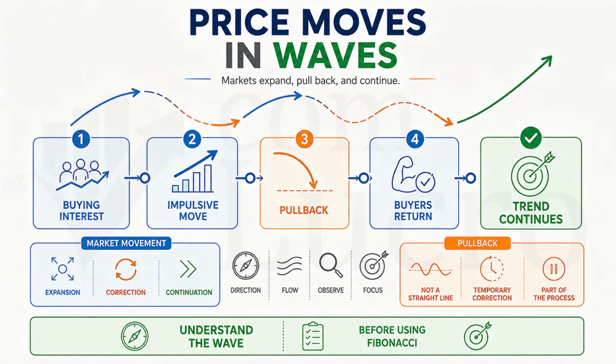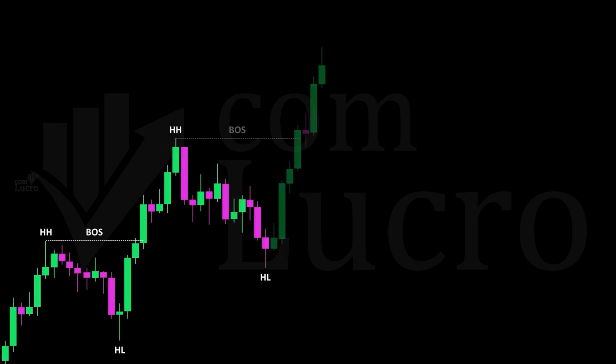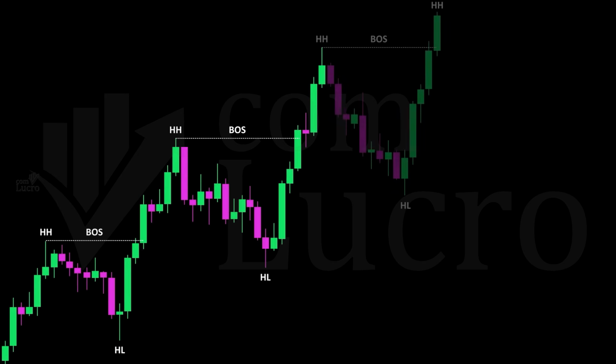To understand how to use Fibonacci correctly, we first need to understand how markets actually move. Price does not move in a straight line. It moves in waves because of the behavior of market participants. When buying interest is strong, price pushes higher. Eventually, price reaches a level where some traders and investors believe it is high enough to start selling, and that creates a pullback. If the buying pressure is still strong, many traders see that pullback as an opportunity to enter long positions. Then, the market starts moving higher again. This same process continues until the overall market sentiment begins to change.